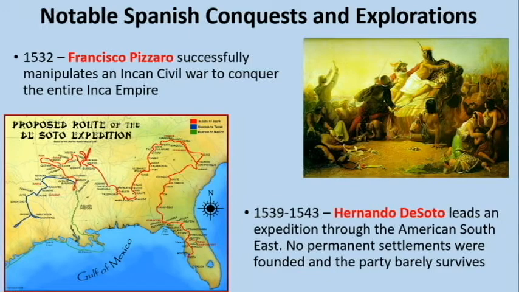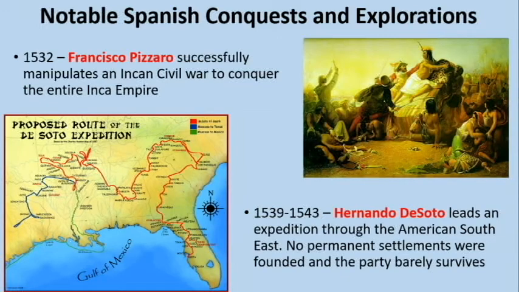1539, Hernando de Soto leads an expedition exploring the Southwest. Lots of cool things we get from Hernando de Soto's accounts. He ends up dying on this trip, though, so it ends up costing him his life, poor guy. And legend has it he's buried somewhere in the middle of the Mississippi River.